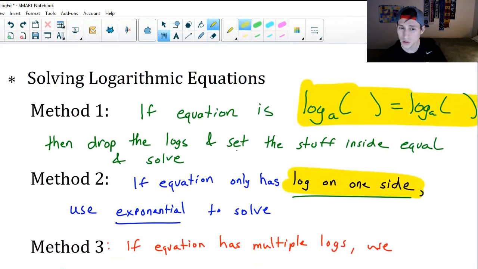So a method 2 equation only has log on one side. Okay, so there is not a logarithm equals a logarithm. On one side of the equation, there's a logarithm and maybe some other stuff besides the logarithm. On the other side of the equation, there's just some sort of stuff. But it is not a log equals log. There's one logarithm somewhere in the equation, but it's only on one side. So if that happens, we'll use exponentials to solve it.